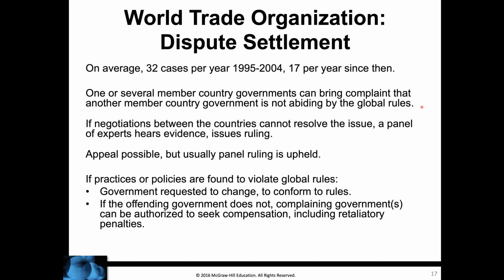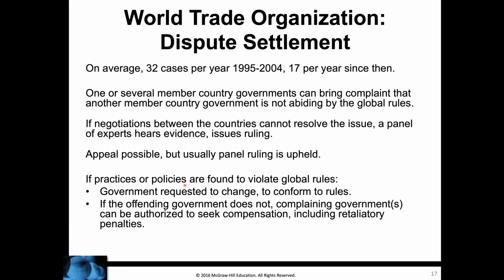If a member nation is not abiding by the global rules, then other member countries can bring a complaint to the WTO. If negotiations between the countries cannot resolve the issue, a panel of experts hears evidence and then issues a ruling. Appeals are possible, but usually the panel ruling is upheld. And so that might be a reason why, since 2004, countries have kind of wised up that appeals aren't very successful. So there might have been a reduction in disputes since then as a result of that.